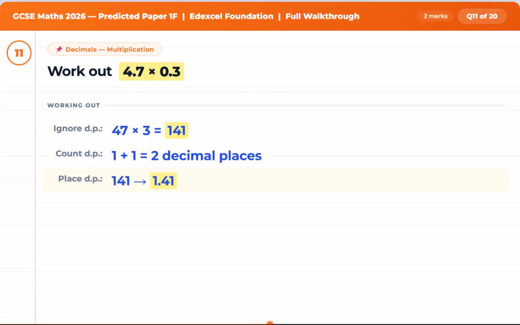Place the decimal point 2 places from the right. 141 becomes 1.41. 4.7 times 0.3 equals 1.41.